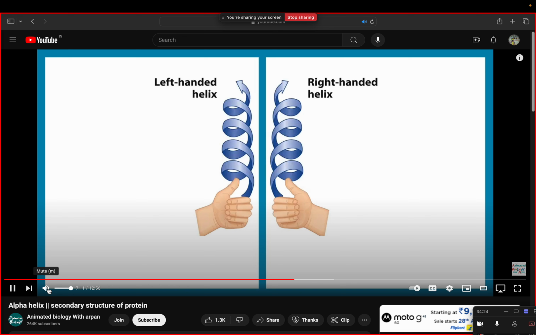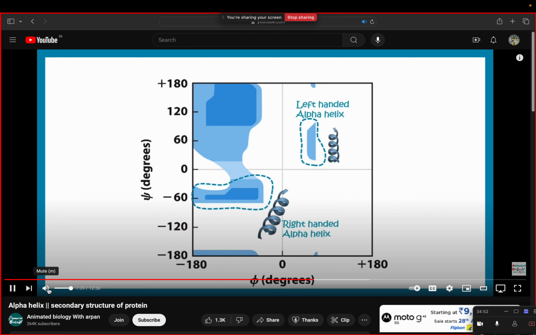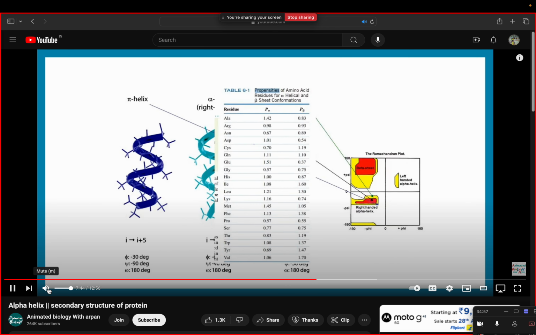Coming to the helix sense, a helix could be right-handed or left-handed. Right-handed helices are the most common ones found in biological systems. It's very easy to understand a right-handed helix. Try to point your thumb towards the helix axis, and your curled fingers' direction would tell you the sense of the helix. Now, an alpha helix with left helicity or right helicity would be found in different locations in a Ramachandran plot as depicted here.